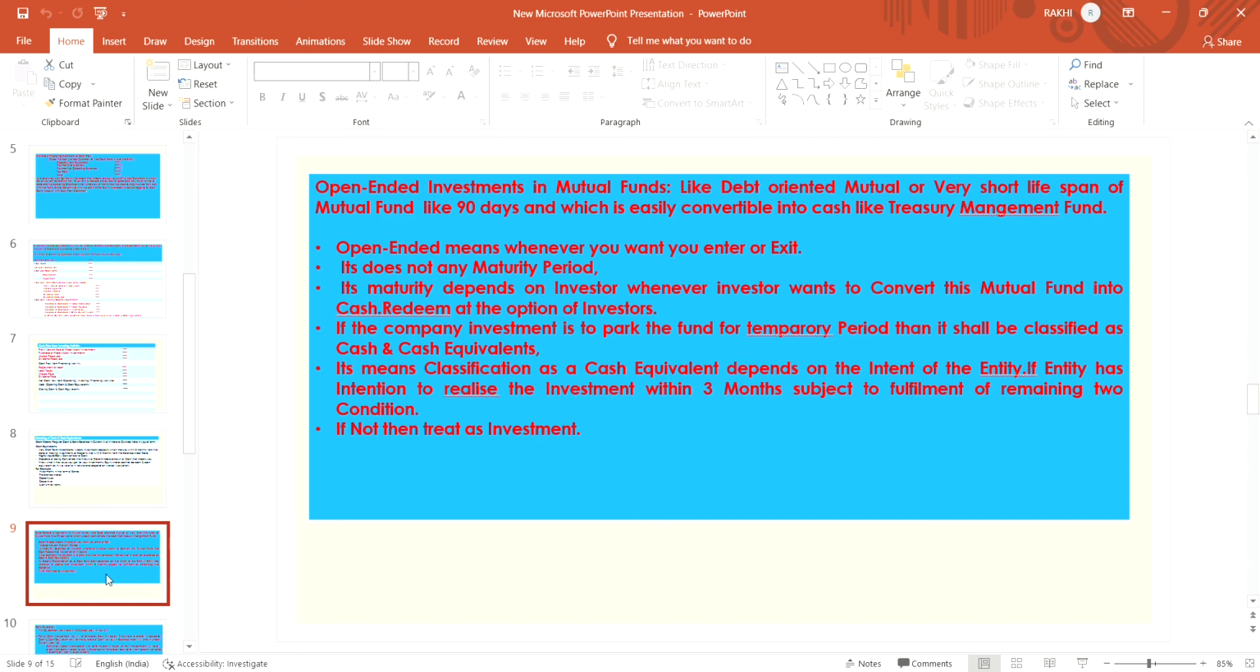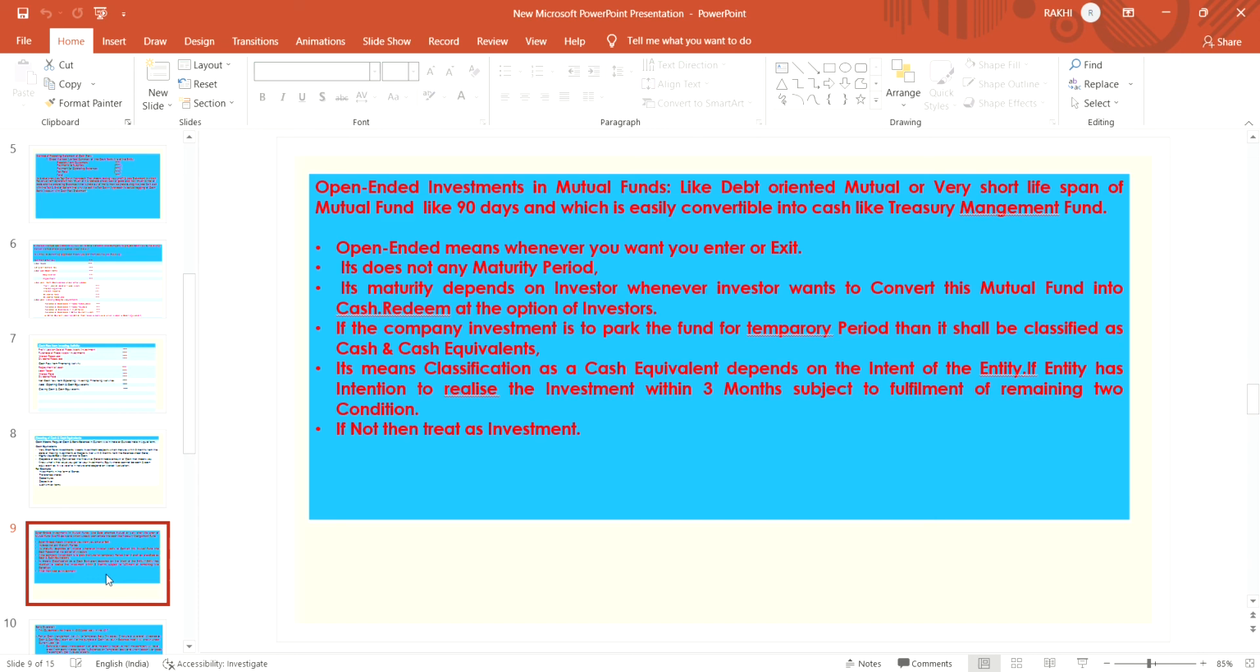It depends on the investor. So its maturity depends on the investor. Whenever the investor wants to convert this mutual fund into cash or redeem it, its maturity is totally dependent on the investor. It's totally the decision of the investor. So redemption of the option is based on the investor.